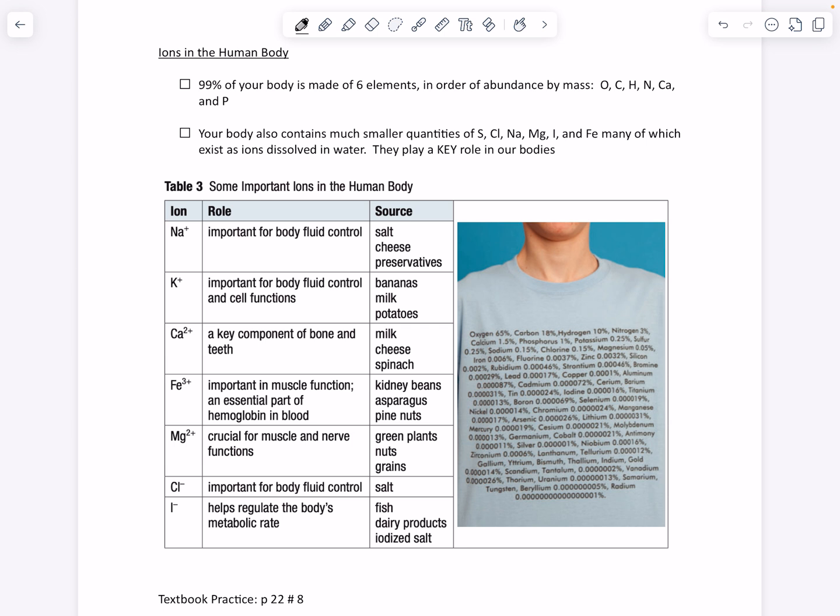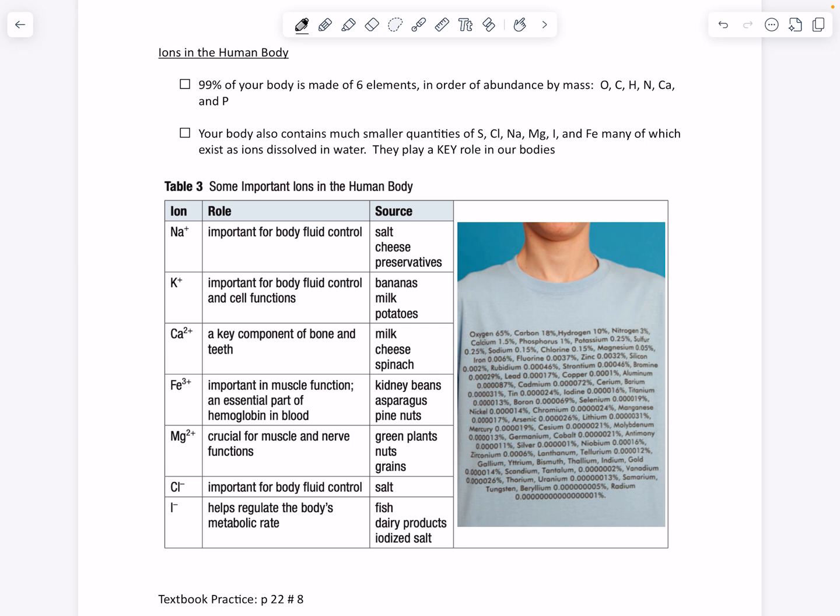For example, sodium is important for body fluid control. We get sodium from salt, cheese, and other preservatives in food. Potassium ion is important for body fluid control and cell functions. We get potassium ions from bananas, milk, potatoes, and other dietary means. Calcium ions are a key component of bone and teeth, found in milk, cheese, and spinach.